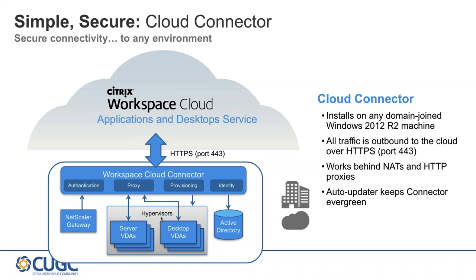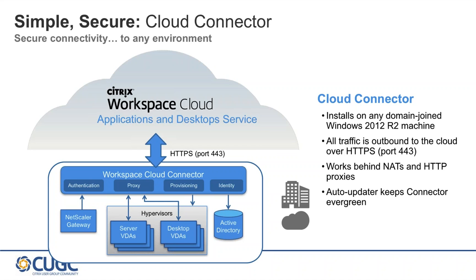So the main piece for Workspace Cloud is the cloud connector, and basically it's a little proxy piece, a little MSI service, that you install on a Windows machine in your environment. It can be multiple for redundancy, but the main thing it does is bridge your on-prem infrastructure into Workspace Cloud. That way you can enumerate users, your Active Directory, and your VDAs can register.